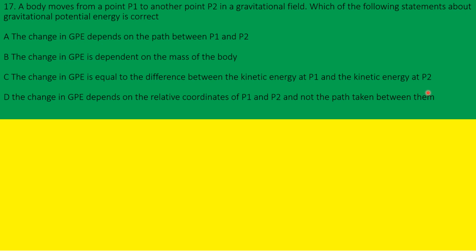Because part of that energy can be used up to overcome frictional forces in the air. So this is not always true. It's only true if we neglect friction, or we have a scenario where we are moving through a vacuum in a gravitational field. Perfect, then that holds. All right, so the change in GPE depends on the relative coordinates. Correct. Our answer is D.